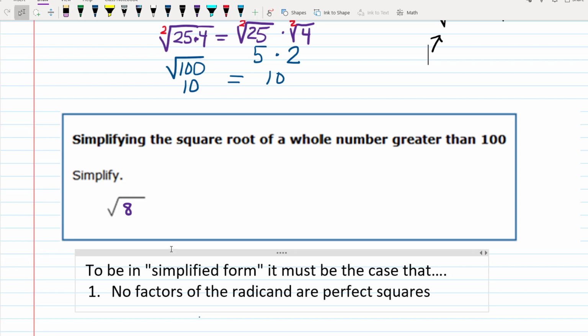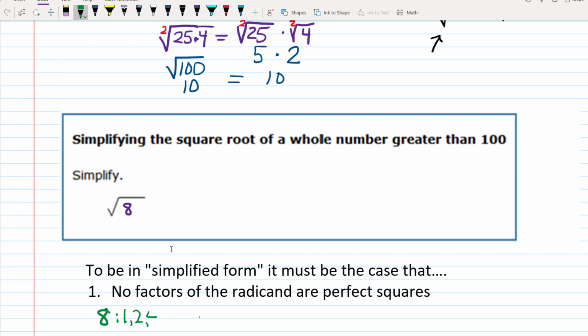So the square root of 8 does not meet this criteria because the radicand, when I say radicand, I'm referring to the number under the radical, the number 8, has factors of, remember factors are just numbers that divide evenly into it: 1 goes in evenly, 2 goes in evenly, 4 goes in evenly, and 8 does. Are any of these perfect squares? Yes, 4 is a perfect square. So that means that this is not in simplified form, because it has a factor that is a perfect square.